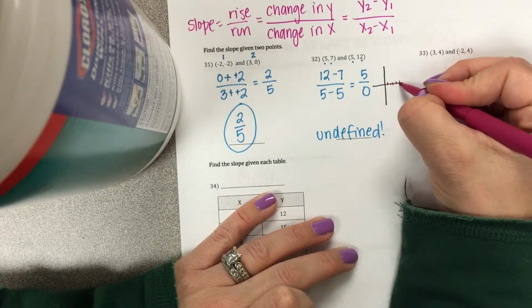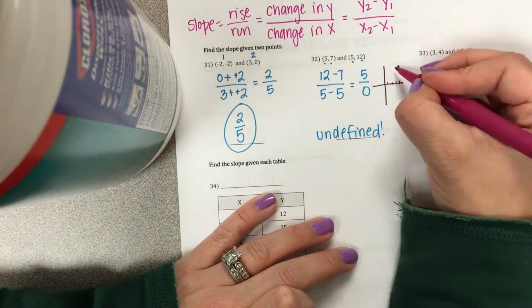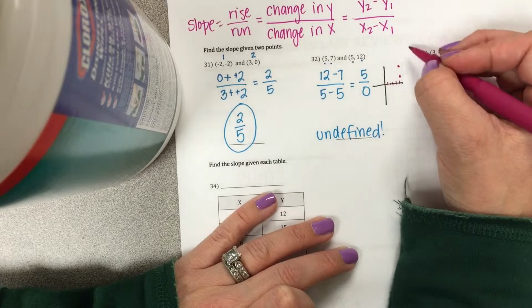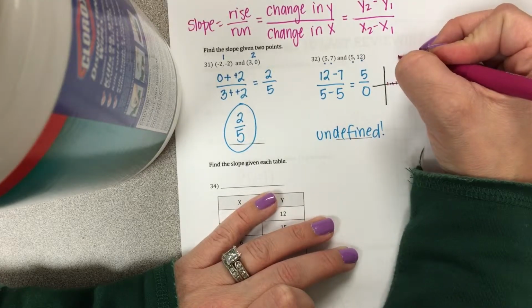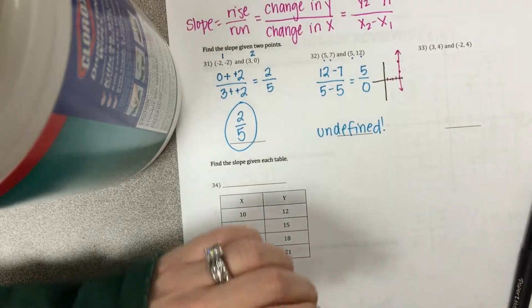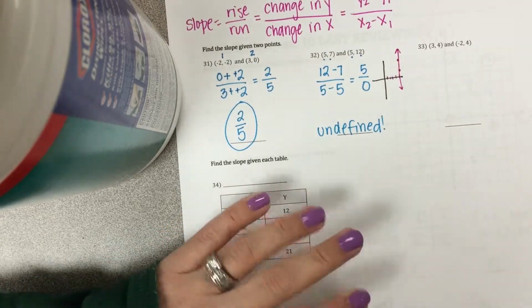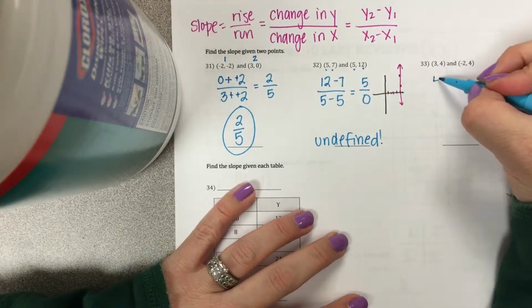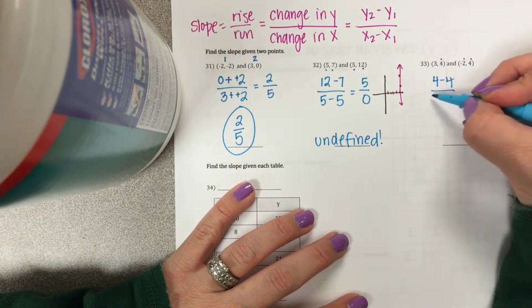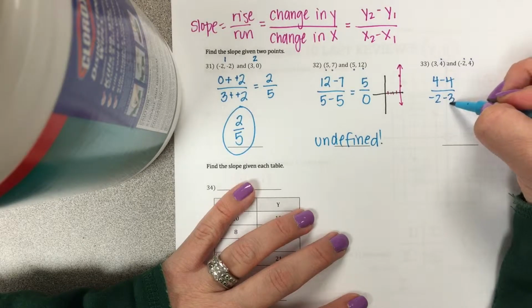Okay, if we were to think about these 2 points, the first point you're given is 5, 7. So 1, 2, 3, 4, 5, up to 7. Or let's call this one 5, 12, and then your next one is 5, 7. Okay, obviously those aren't anywhere close. But if I connected them, it's going to give me a straight up and down line.